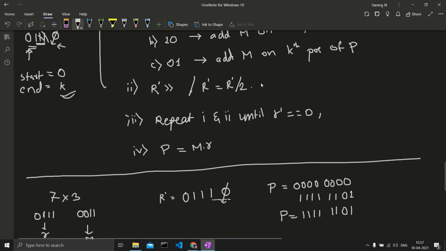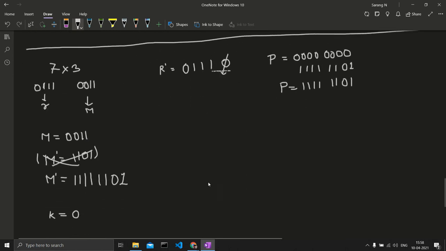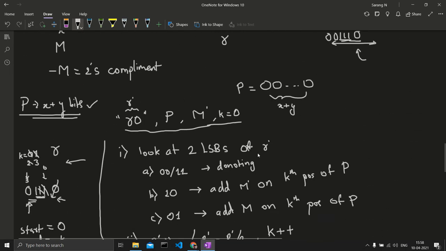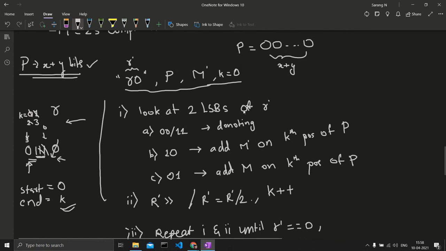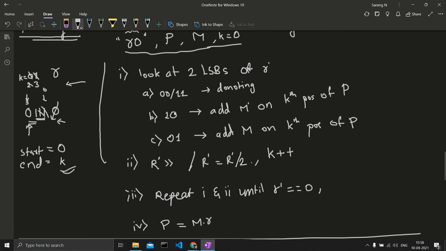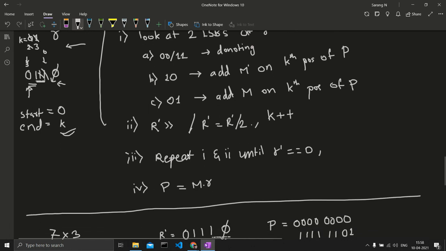Okay, we just forgot here. And increment k. Just do k plus plus. Increment k. So k will become 1. Right? Then repeat 1 and 2. Repeat 1 and 2. So you again look at two least significant bits. Those are 1 1. And we know that if 1 1, we don't have to do anything.